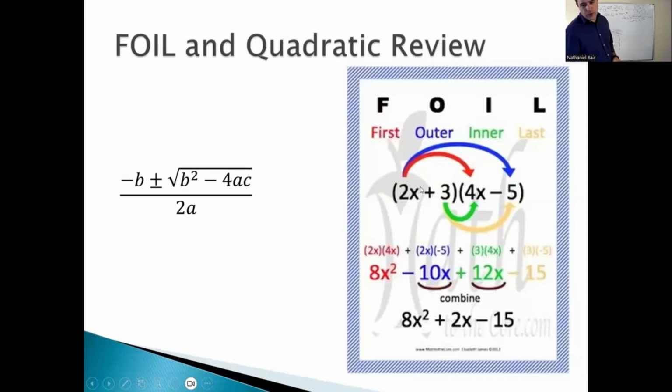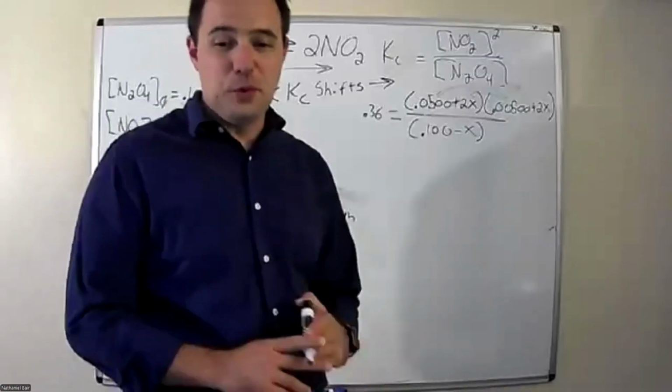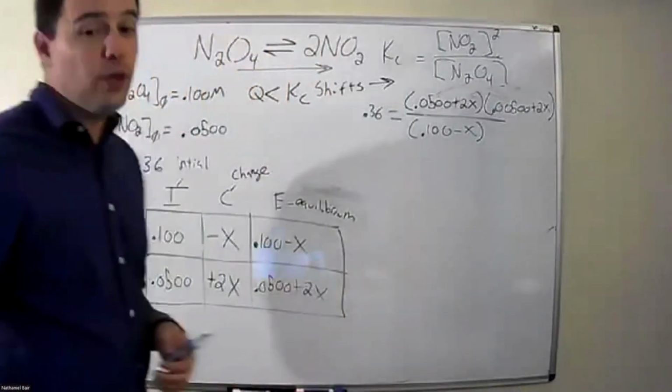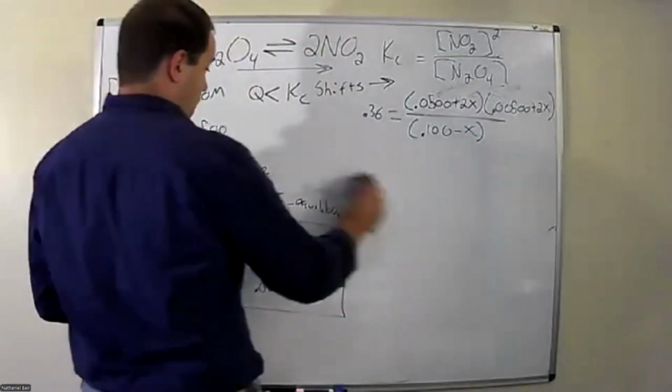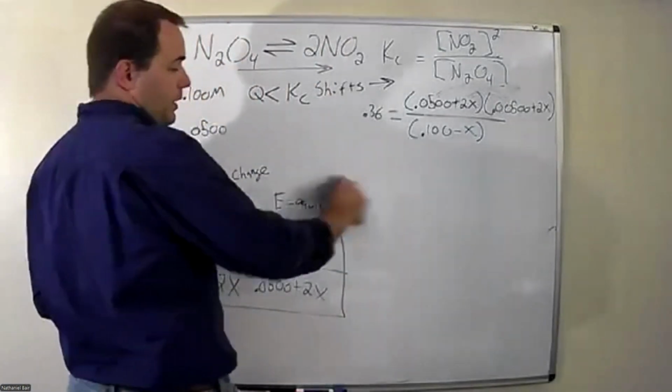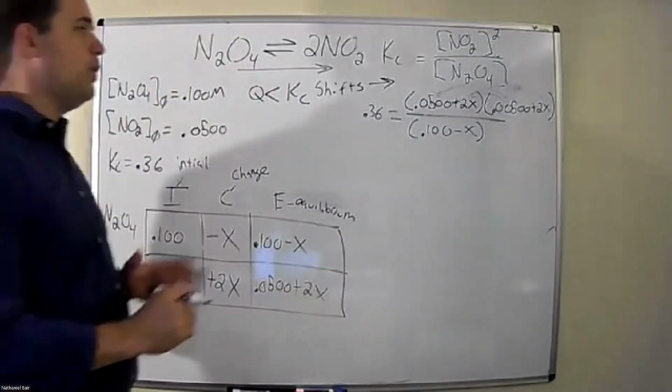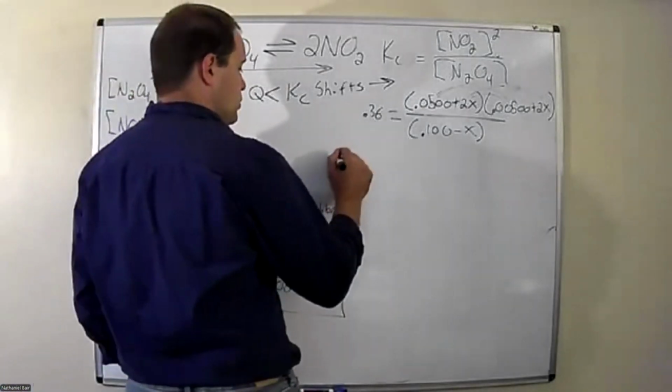FOIL: first, outer, inner, last, okay? So why don't you try to FOIL that numerator? I'll give you a minute. It may have been a few years since you FOILed. I don't know, maybe it was last week. I have no idea how long you've been away from Algebra 2. But try to FOIL that numerator, and then we'll talk.